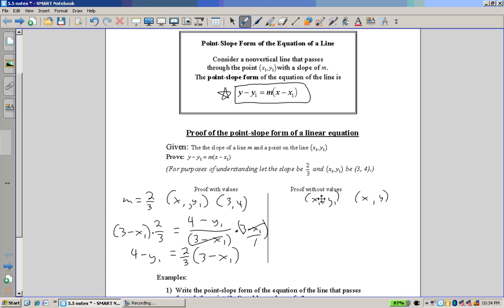So we're going to go ahead and generate this: y sub 2 minus y sub 1 divided by x sub 2 minus x sub 1 equals the slope m. And again, we're going to do the same thing here. We're going to multiply both sides by x minus x sub 1.